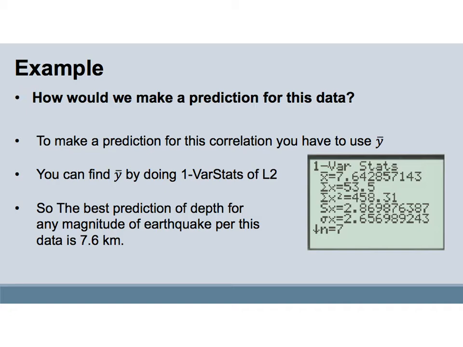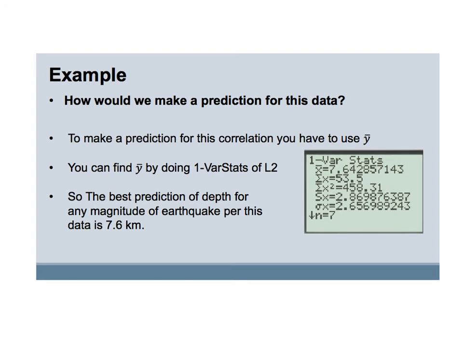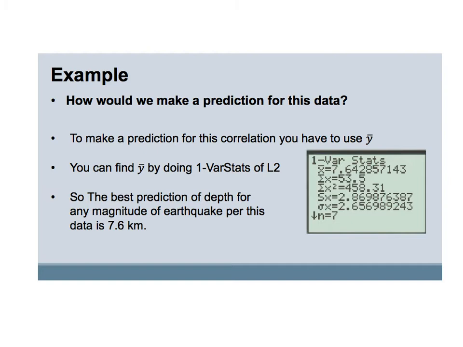So how am I going to make a prediction? Well, you may remember from the very beginning of all this, to make a prediction when it's not linear, you have to use y bar. You can find y bar by doing 1-Var Stats of L2, because your Y values are in L2. Now I know that it says x bar here, but it was my Y values, so that's y bar. So the best prediction for depth of any magnitude of earthquake per this data is 7.6 kilometers.